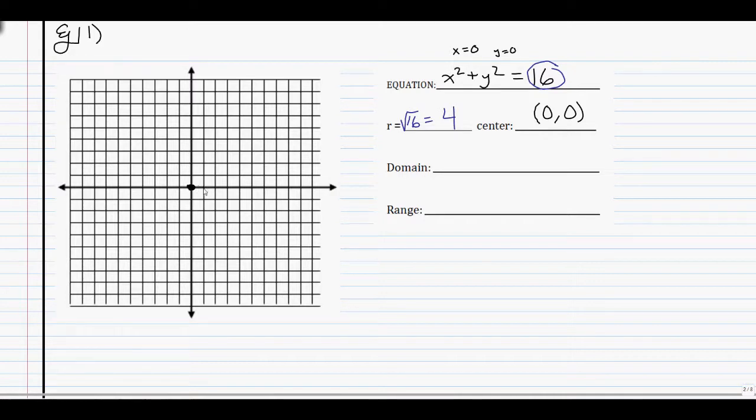And so what we do is we count out 1, 2, 3, 4, and that's going to be one radius length over. We'll do the same thing in the left direction, the negative x direction. It's going to be a second one. We can plot another one all the way up, because again, the radius is the same all the way. It's all the points that are 4 away. So there are 4 dots that represent 4 points on our circle.